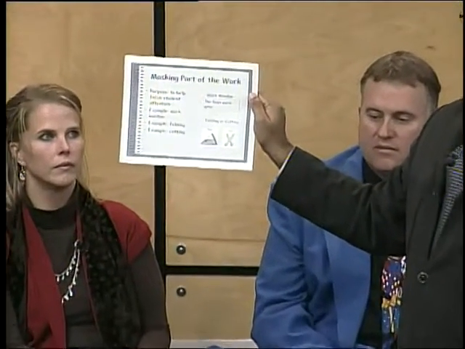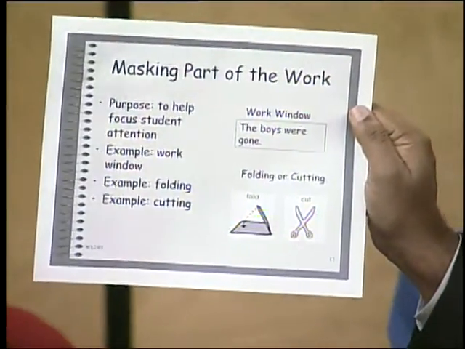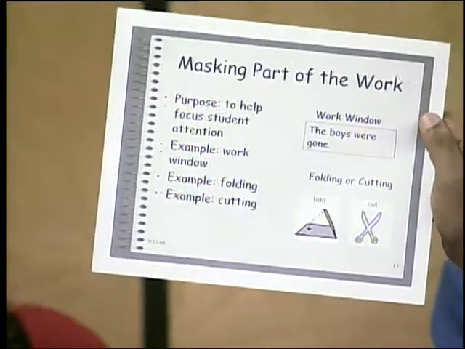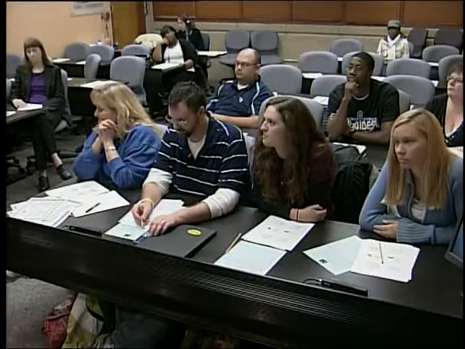Here's another one that I like. It's called masking that part of the work. Masking that part of the work, this will help someone who has reading difficulty, and you just make a cutout of a board, and then you block out all of the extraneous stimuli, and you just focus on just that particular reading material. All right, moving right along.